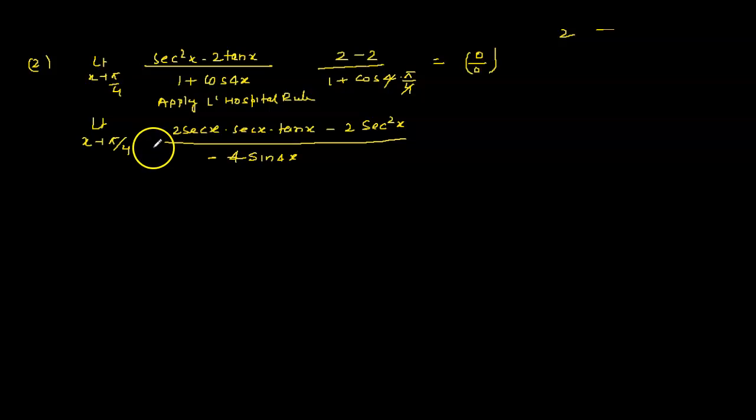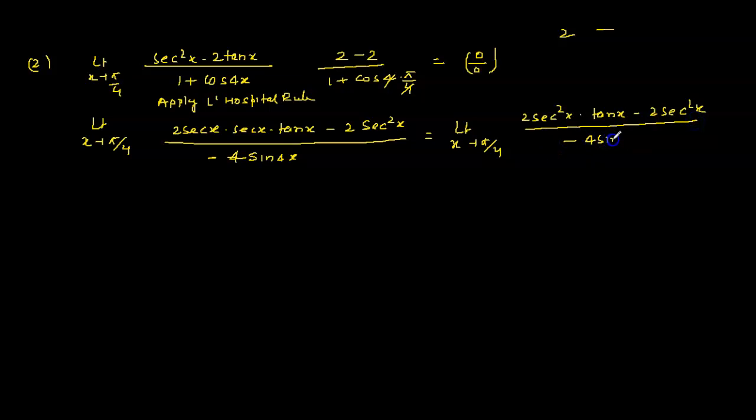Now you put pi by 4. Tan pi by 4 is 1. This is 2. This is 2. Right? So how much does this become here? One minute, I will rearrange this. You can write 2 secant square x into tan of x, right? Minus 2 secant square of x, divided by minus 4 sine of 4x. Put pi by 4: that is 2, 2 to the 4, 4 to the 8. This is also 8. So 8 minus 8 becomes 0 here. And this is sine 0, also 0. So this is again 0 by 0.